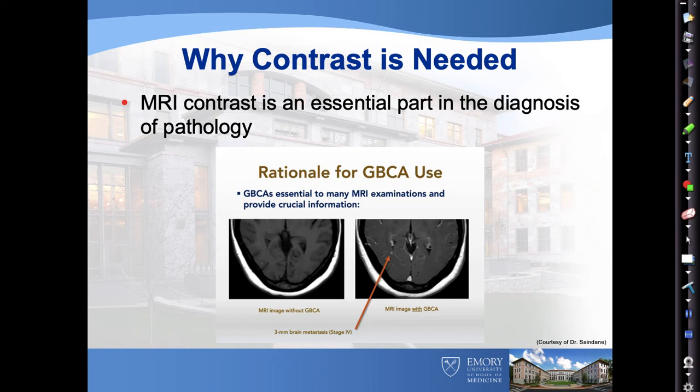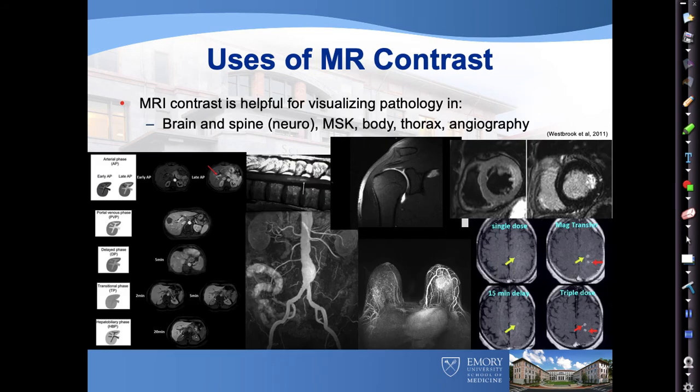As you can see here, there's a 3 millimeter lesion that is brain metastatic cancer stage 4. That was not visualized on the pre-contrast T1 weighted image on the left, but you can see it visualized here on the post-contrast T1 weighted image. MRI contrast is helpful for visualizing pathology in the brain, spine, musculoskeletal, the body, thorax, and with angiography.